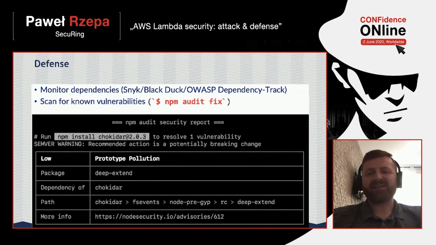Regarding defense, there are various tools available which track any vulnerabilities in dependencies. The most popular commercial ones are Snyk and Black Duck, and the open source version of such a monitor is OWASP Dependency-Track. You can also run npm audit fix to detect any known vulnerabilities before releasing the application.